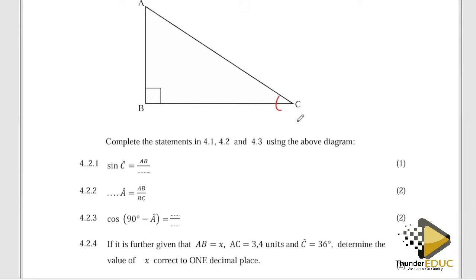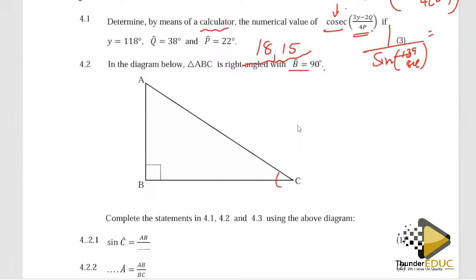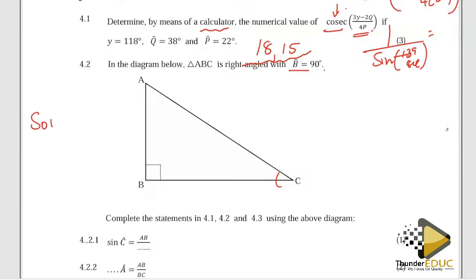So we know from our classes, I don't know which terminologies you guys are using, but this is what I prefer. You know the meaning of everything. So we're saying the sine of C must be the opposite over the hypotenuse. So when you look at C as an angle, this side will be the opposite. This is the adjacent. The hypotenuse stays the same. So I'll say 4.2.1: sine of C is the opposite over the hypotenuse. So it's AB over AC. That's the one mark that they want.